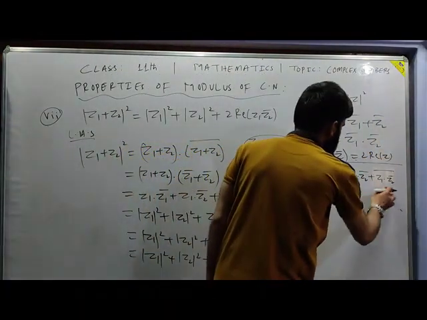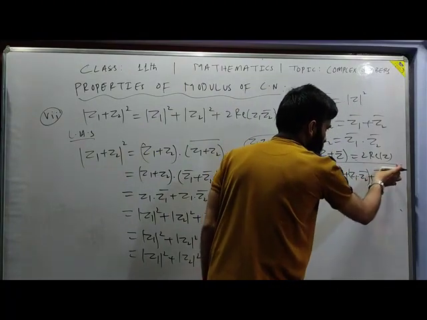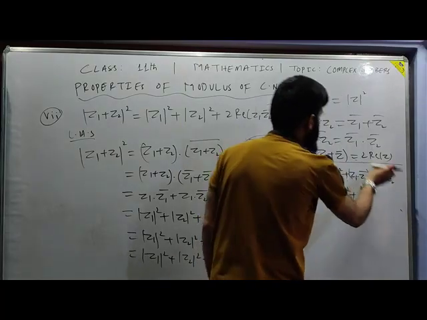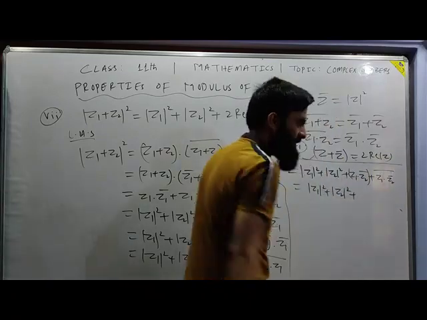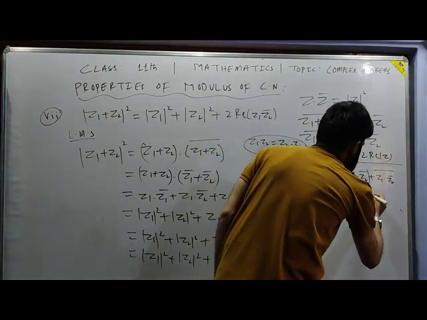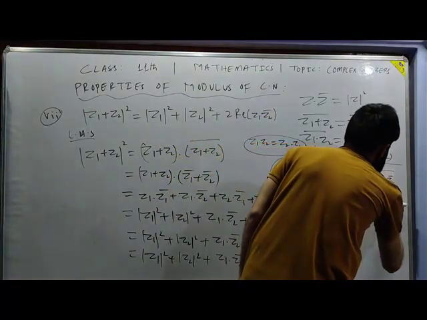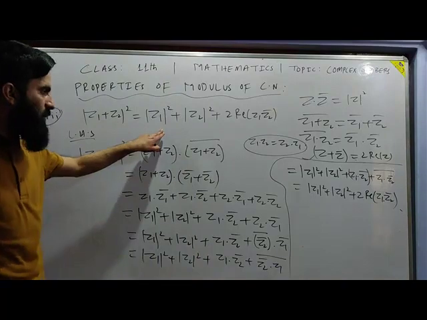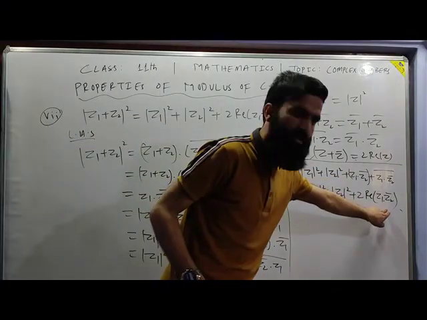So this is a complex number, and this is the same complex number's conjugate. That means complex number plus its conjugate, which is basically equal to twice the real part of that complex number. Here the complex number is Z1 dot Z2 bar. I think we have proved this property: modulus of Z1 square plus modulus of Z2 square plus twice the real part of Z1 Z2 conjugate. I think that is the condition over there.